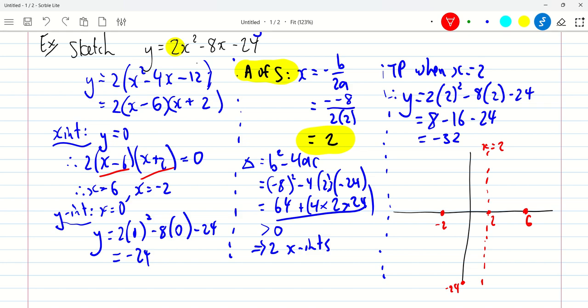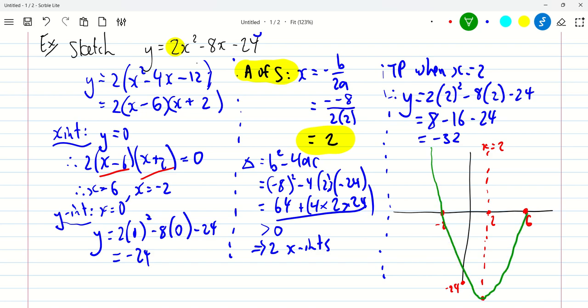I know there's 2 x-intercepts, and my turning point is when x equals 2 and y equals negative 32. So it's down here somewhere, my turning point. I'm just going to label it after I've drawn the graph. So we know it's a smiley face, and so the graph, I'll do it in green, comes down, it's got a minimum there, and it comes up like that. And I'll just label my turning point now that that's out of the way. So when x equals 2, y equals negative 32 is my turning point. I just need to label my graph, and so I'll label y equals 2x squared minus 8x minus 24. And so there is my sketch of my graph. That's over the top.